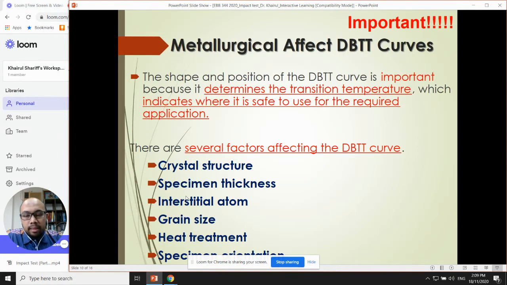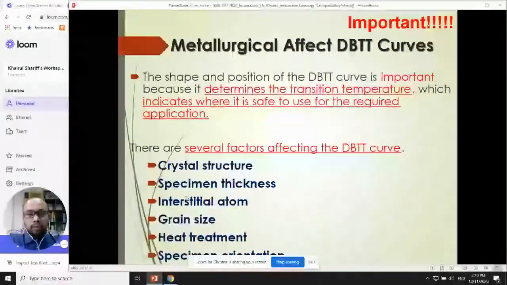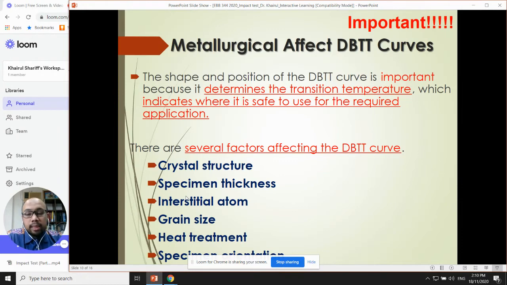And then the last one is the specimen orientation. Of course, in the impact test we have the Charpy and Izod tests, right? The specimen orientation and position are different for both techniques. So if you do this variation of temperature for impact testing using the Charpy test, the DBTT curve trend, especially for absorbed energy, might be different when compared with the Izod test.